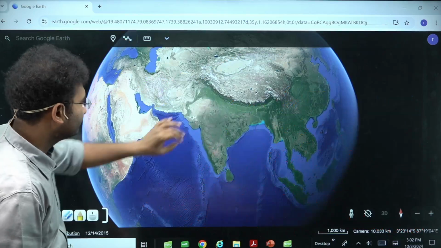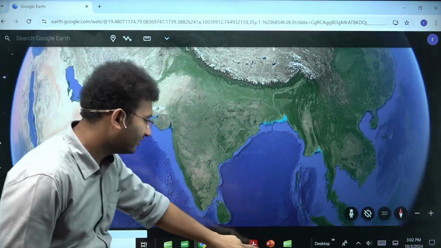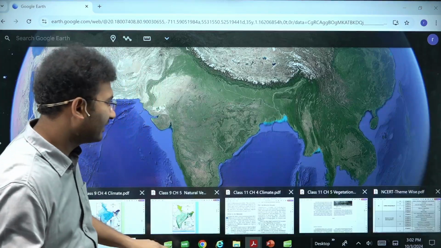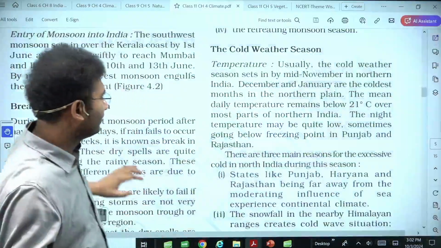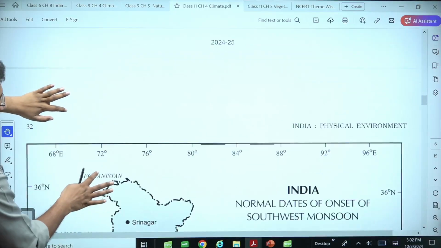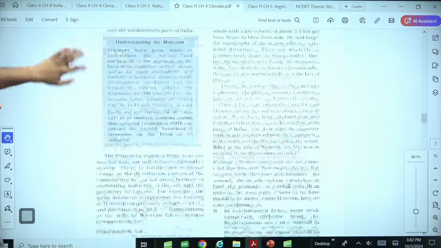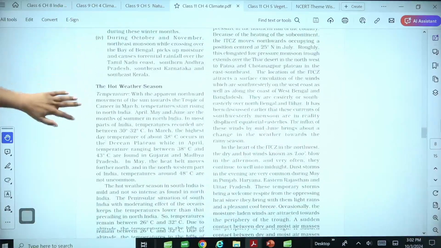Now come to the northeast monsoon rainfall pattern in India. This northeast monsoon rainfall pattern in India is unique. Let me show you the monsoon map in India. Just a minute.